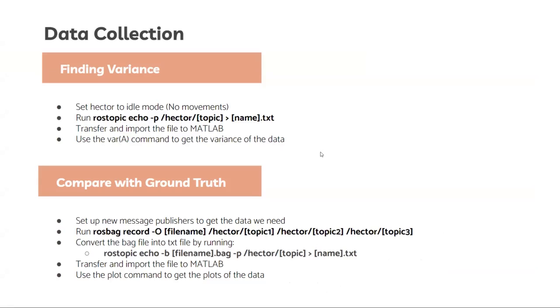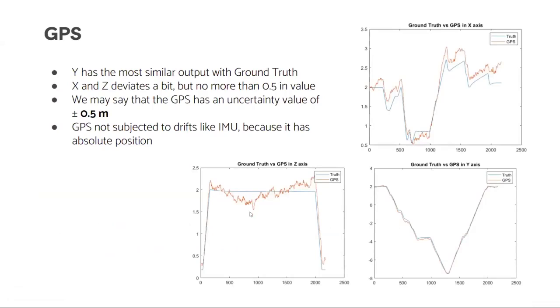For comparing with the ground truth, we publish 5 new messages to get the data we need. Then we do a rosbag record. After we get the rosbag of one cycle of moving the hector, we do a rostopic echo and do the file transfer to MATLAB by default. Next, we will discuss our findings.